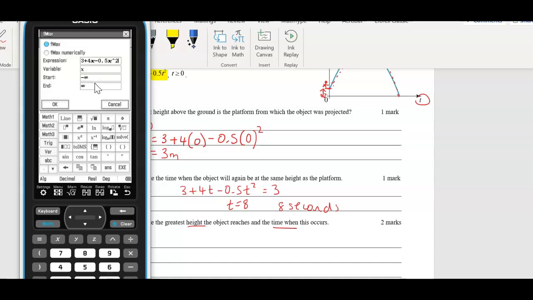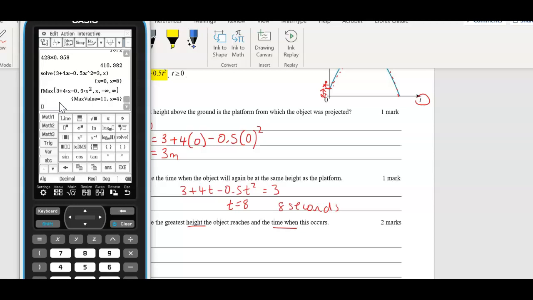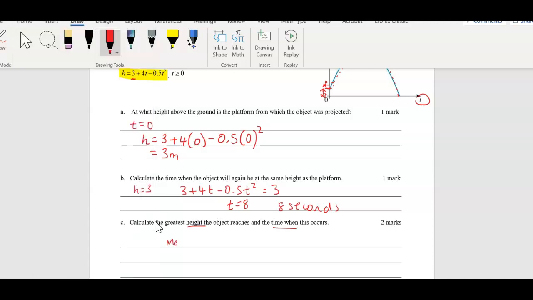Now, with the negative infinity to infinity, we don't need to change that. We only really needed to do that when we did cubic, so you can just leave it as negative infinity to infinity. So your maximum value is 11 when x is equal to 4. So the maximum height equals 11 when t equals 4. So 11 meters, 4 seconds.